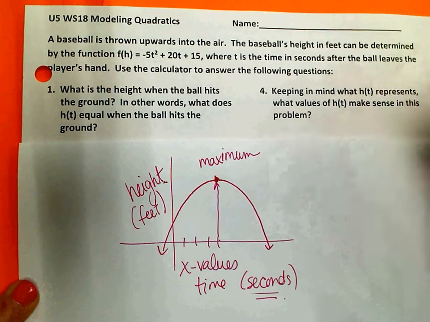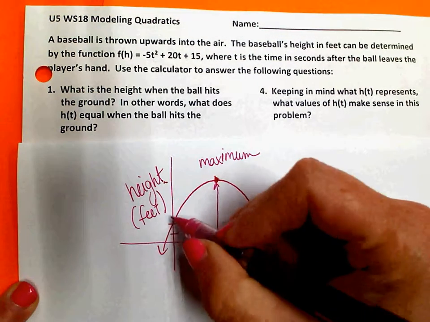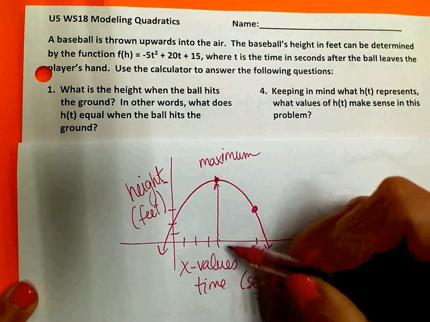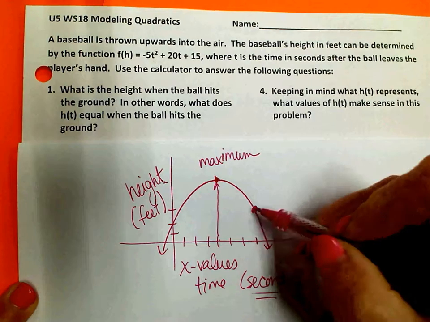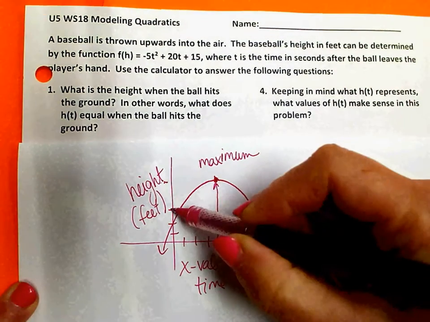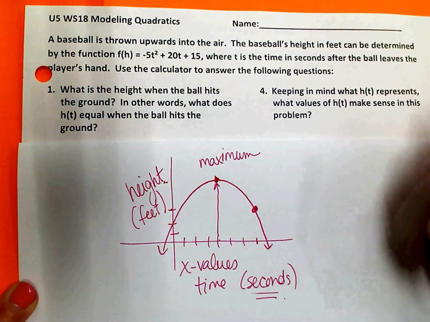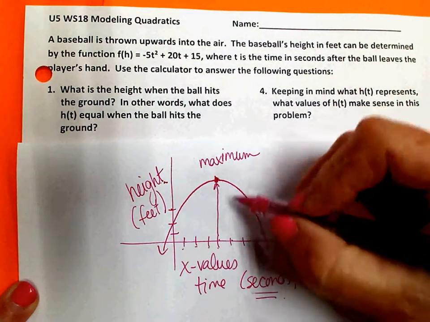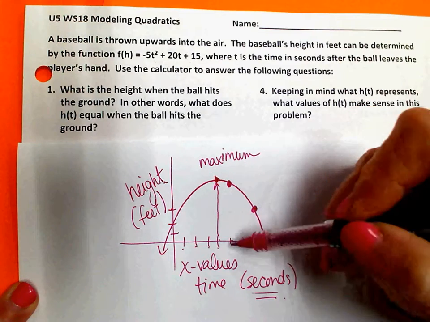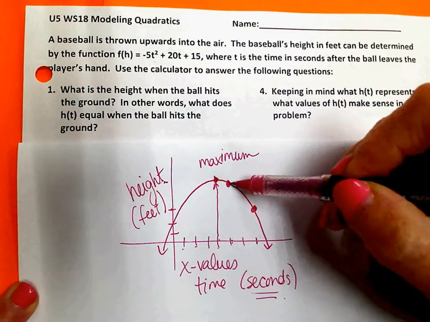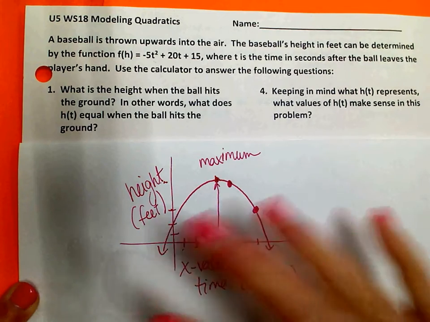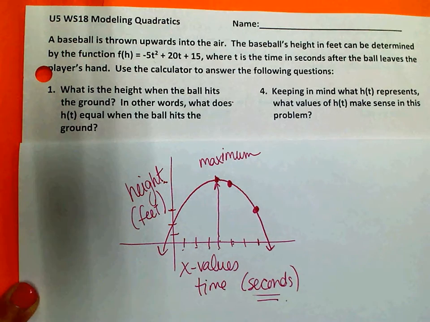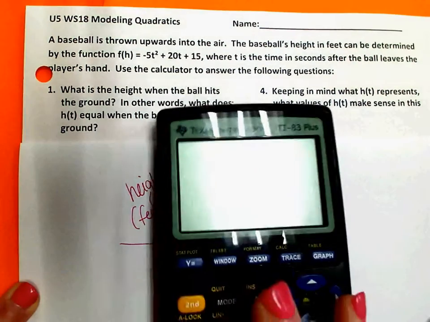I could ask you something like, when the ball is at 3 feet, how many seconds did it take to get there? And you would be finding the x value associated with the mark at 3 feet high. I could ask you at 5 seconds, how high was the ball? And you would find at 5 seconds the y value that goes with it. So it helps a lot to understand your equation. And before we start answering the questions, let's go ahead and put the equation into our calculator.